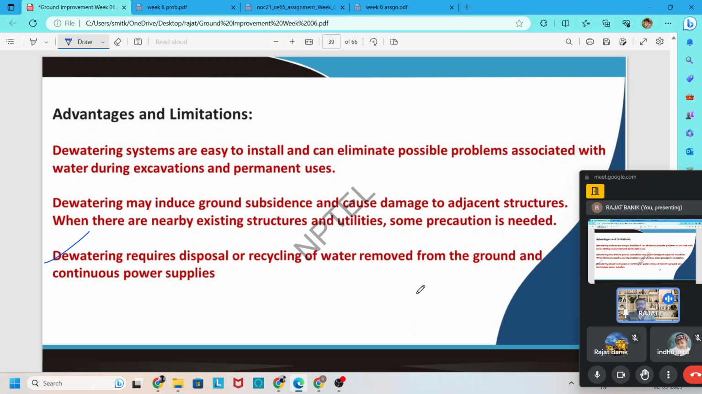That means in the dewatering technique we remove the groundwater, and a continuous power supply is also needed because these pumps are started and stopped with the current supply or power supply. So we maintain the power supply to continuously remove the water from the ground.